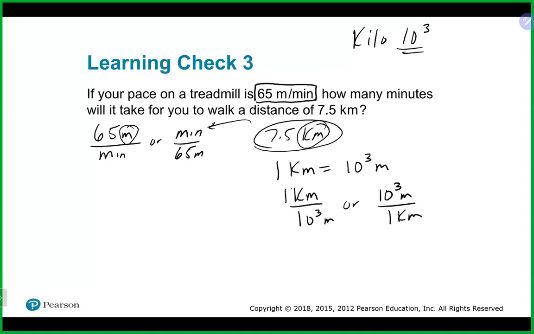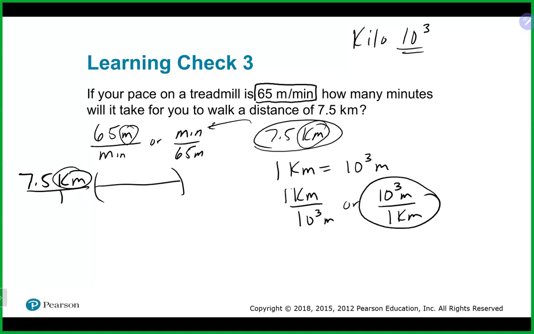So starting with our 7.5 kilometers, the goal here is just to get it to the right unit so we can use it again. We're going to see that it's on top, so we're going to go opposite. So we want to use the one on the right there. That's going to give me 10 to the 3 meters is 1 kilometer. Kilometers will cancel. We're basically just multiplying the top, 7.5 times 10 to the 3. No negative. 7,500 meters in this case.